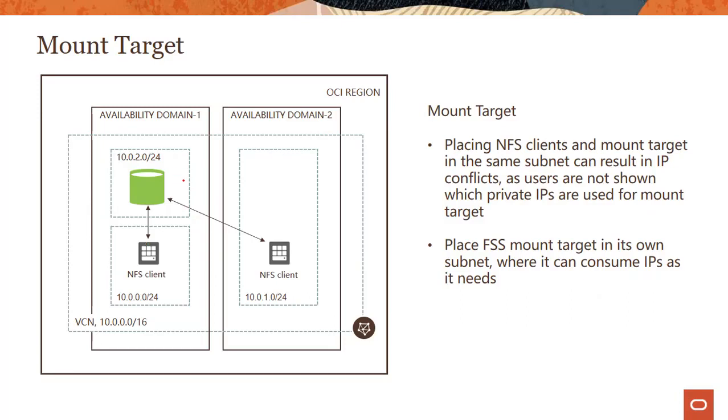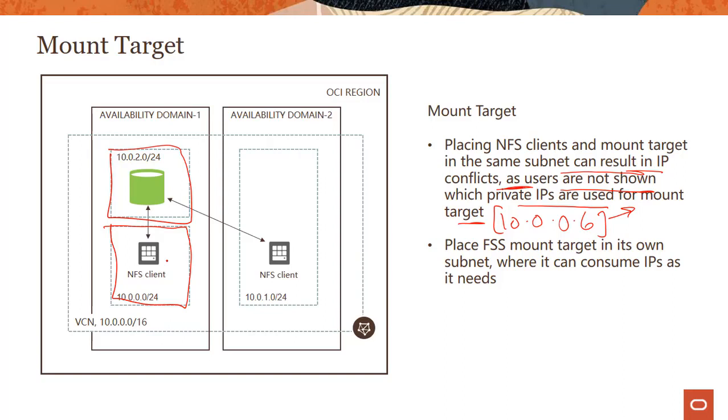Right now you can see that the mount target has its own subnet, and this client instance has its own subnet. They're running in this AD1. Now, placing the NFS client and mount target in the same subnet can result in IP conflicts. Why? Because when you create the mount target, you are not shown which IP address is used for the mount target. Like I said, 10.0.0.6, you see this, but there are two more IP addresses which get used, right? We don't know what those two are. And if you don't know those, one of the clients could actually grab one of those IP addresses.